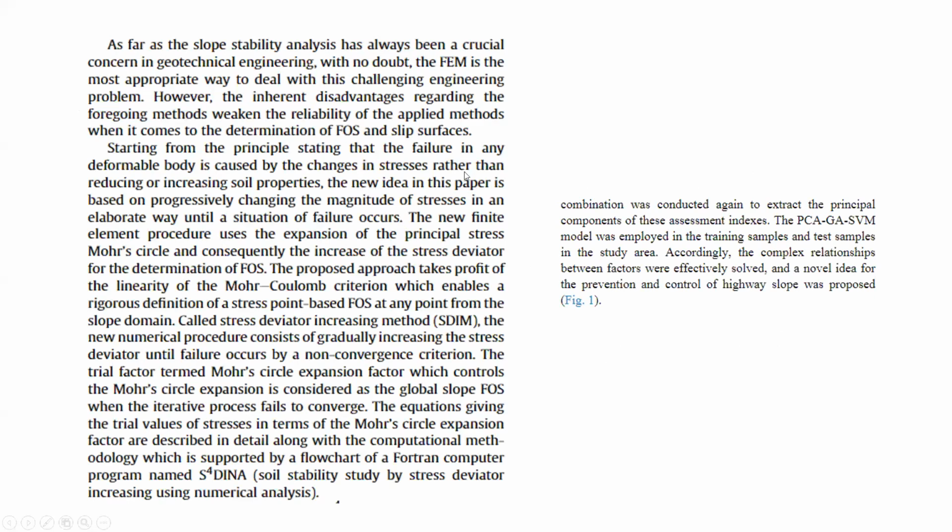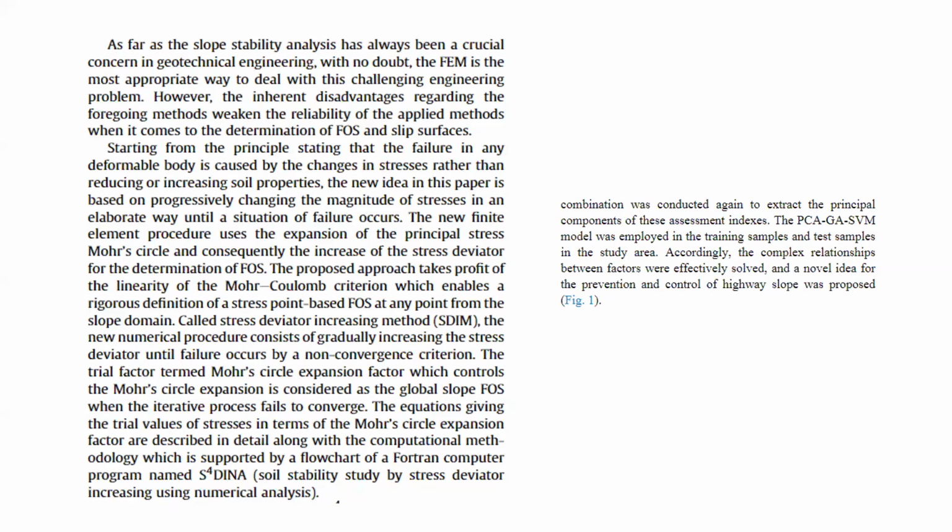So here in the middle of the second paragraph, starting from the principle stating that the new idea of this paper is based on progressively changing the magnitude. So this highlights a new idea. That's the originality highlighted here, right? Now on the right-hand side, again, the PCA, GA, SVM model was employed in the training samples and test samples. Accordingly, the complex relationships were effectively solved, and a novel idea for the prevention and control of highway slope was proposed. Now he is trying to highlight the novelty, the originality of the research, which you need to do in the introduction part of your paper or your thesis, whereby you give justification for what you are doing.